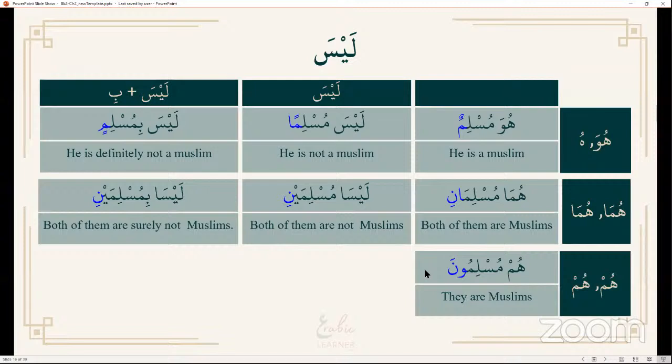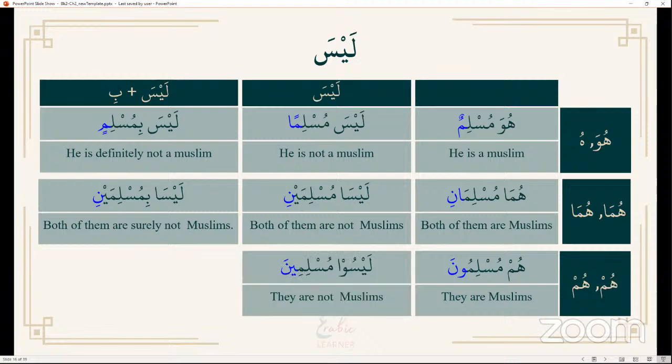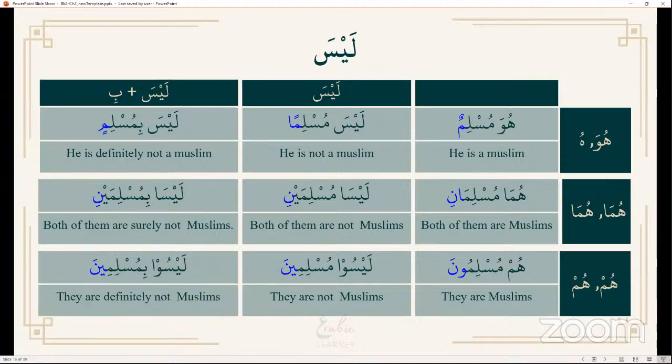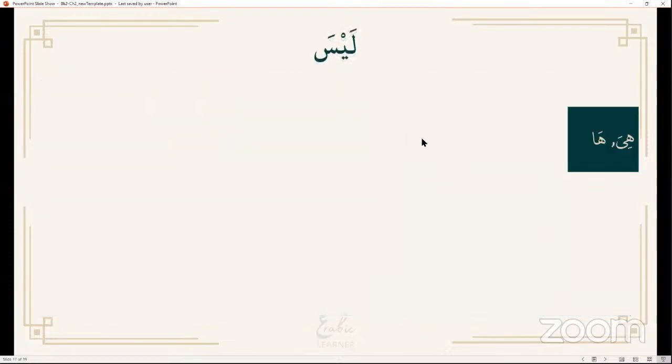Hum Muslimuna. Tell me the Laysa sentence for this. Laysu Muslimina, mashallah. Good. And with emphasis? Yes, mashallah. Same. Laysu bi Muslimina.